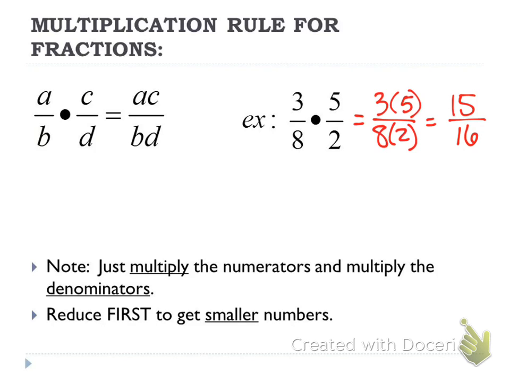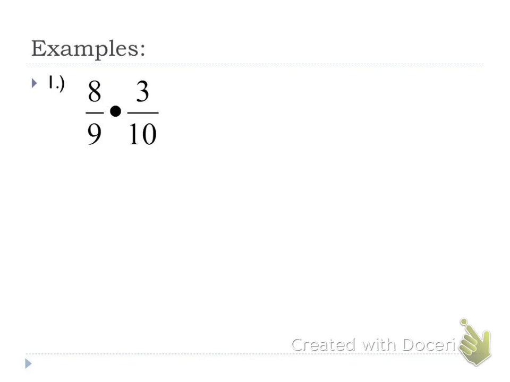Okay, so at the bottom, our note says just multiply the numerators and multiply the denominators. We can reduce first to get smaller numbers. Now you'll notice that on that example they gave us, we could not reduce 3/8 or 5/2 first. We also cannot reduce 15 over 16. So there was no way to reduce on that one to get anything to be smaller. All right, on to our examples.